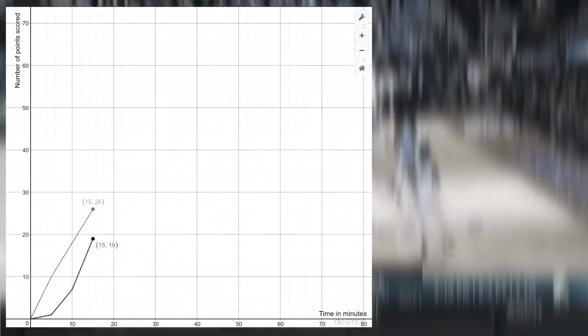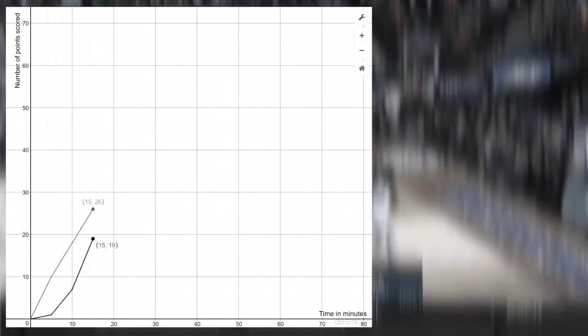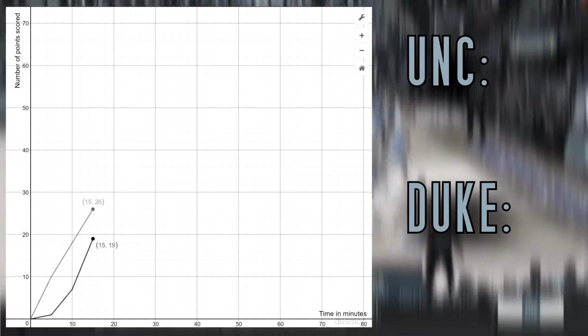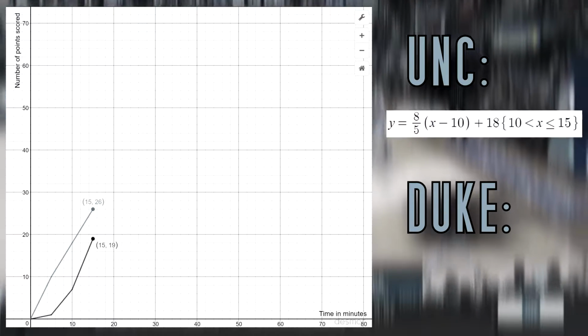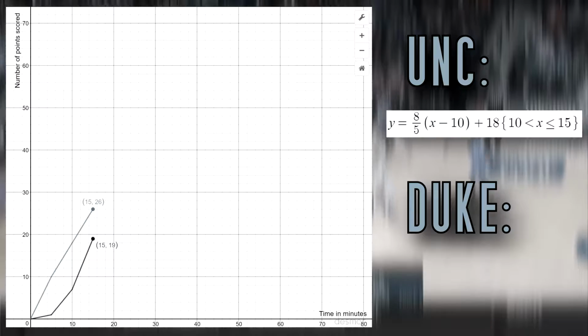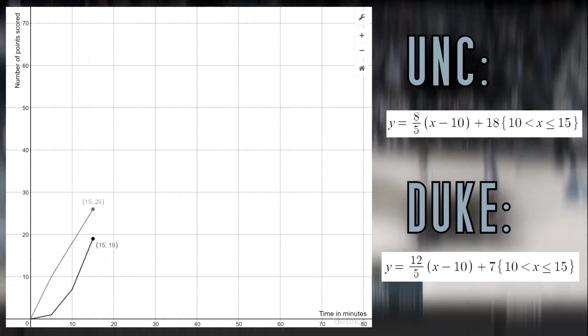This is the graph of the progression of the score after 15 minutes of playing. As you can see, UNC is still leading, but Duke is coming closer to evening out the score. In this time interval from 10 minutes to 15 minutes, UNC's piecewise function is 8/5 (x - 10) + 18, and Duke's piecewise function is 12/5 (x - 10) + 7.